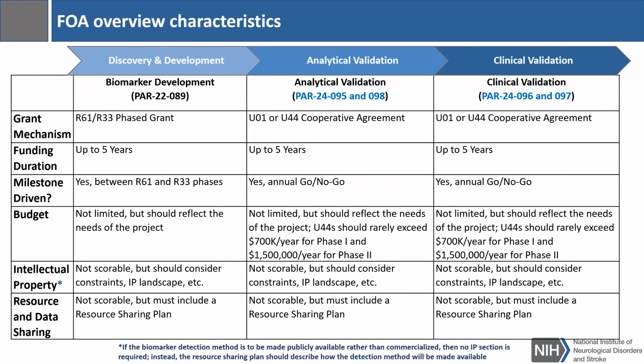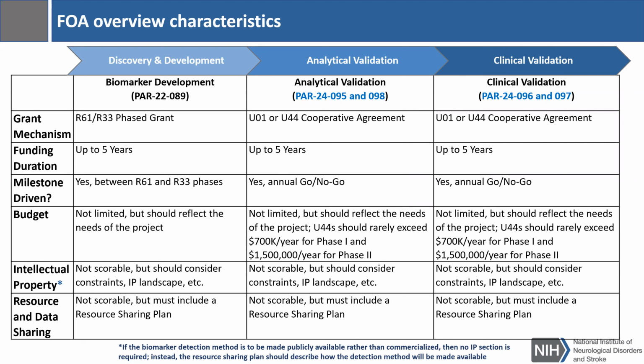Some basic aspects to think about for each of these. So, of course, the mechanisms are different. For the analytical and clinical validations, we have both the academic U01s and the small business U44s. All of these are up to 5 years. In the R61, R33, they're phased. In the analytical and clinical, there are annual milestones, and we'll talk about those a little bit more.